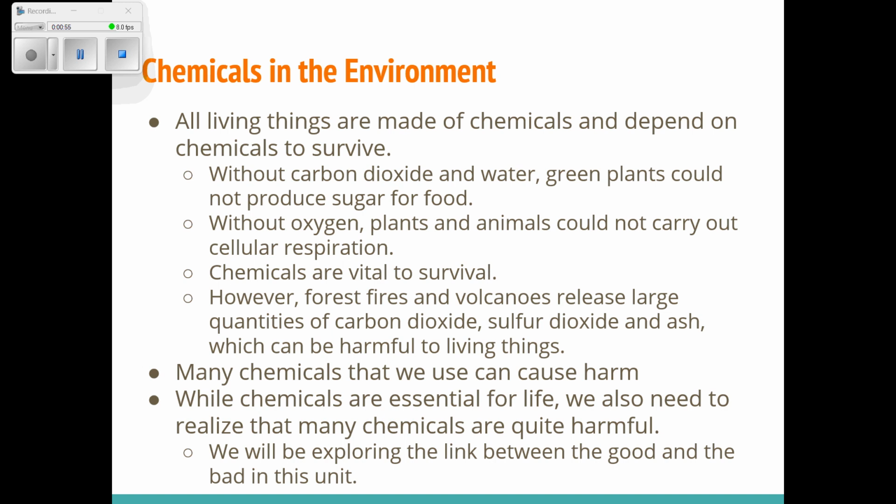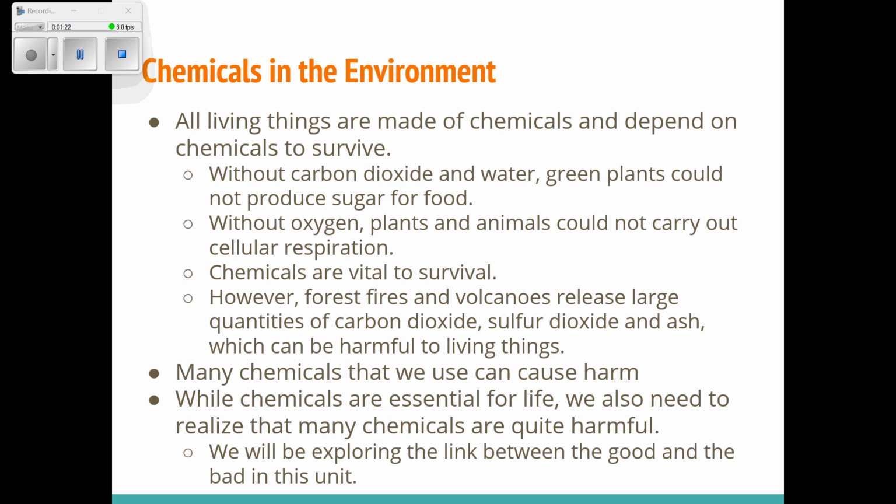So first, let's look at what chemicals are in the environment. All living things are made of chemicals and depend on chemicals to survive. Without carbon dioxide and water, green plants would not produce sugar for food. So we know the importance of photosynthesis. And without oxygen, plants and animals could not carry out cellular respiration. So that tells us that chemicals are vital to survival.